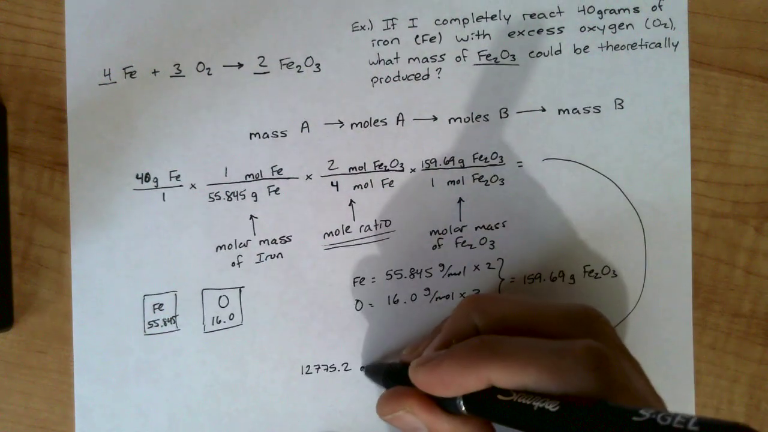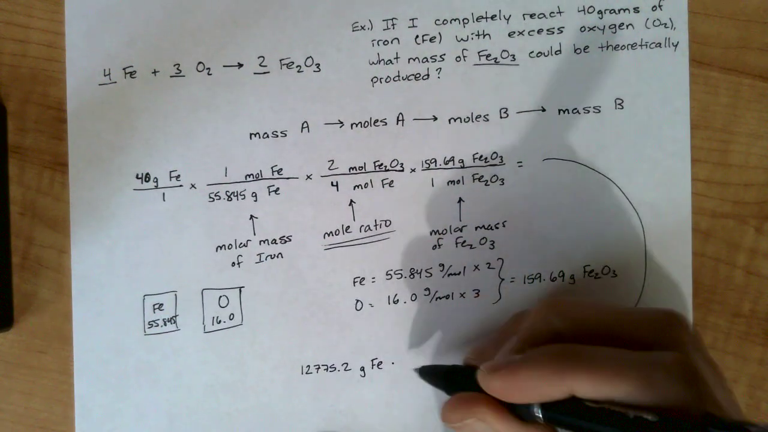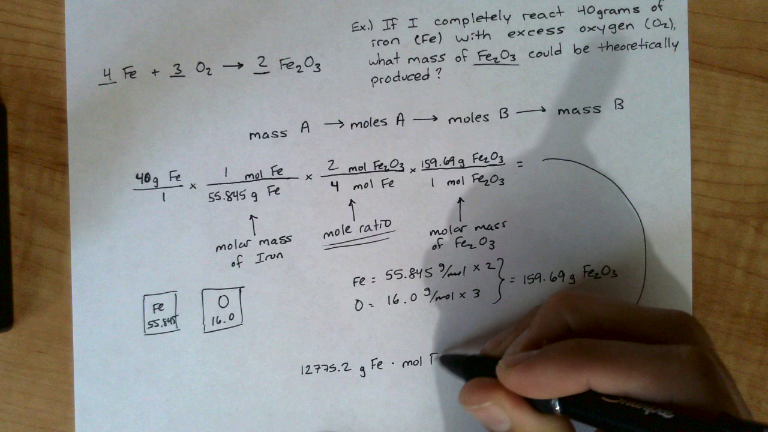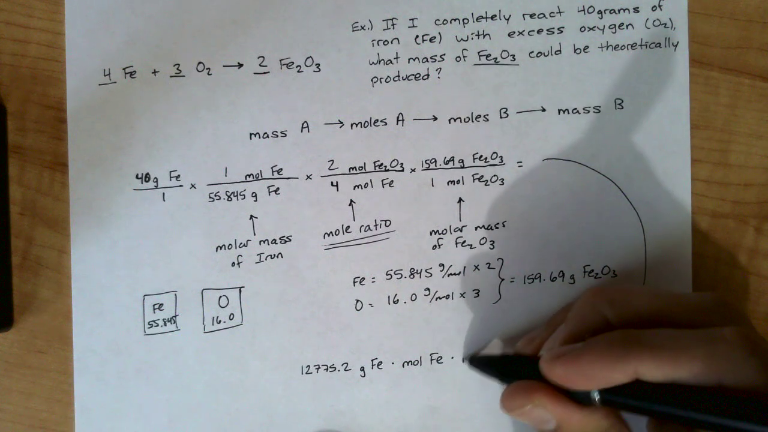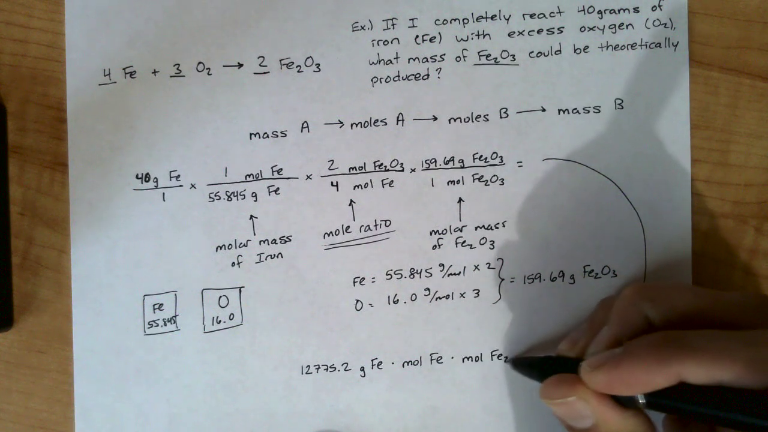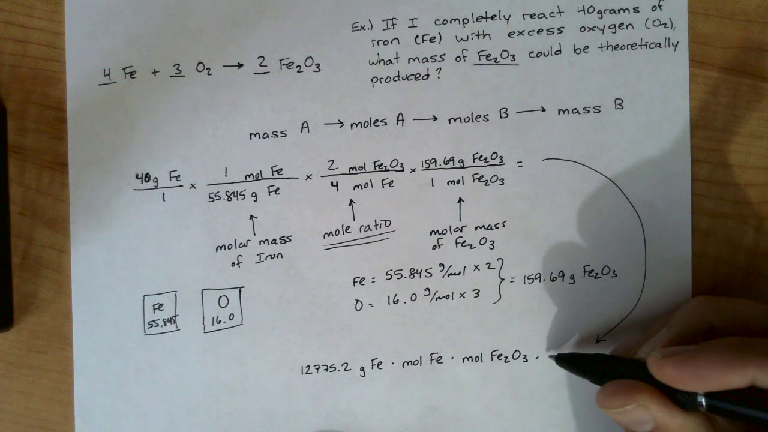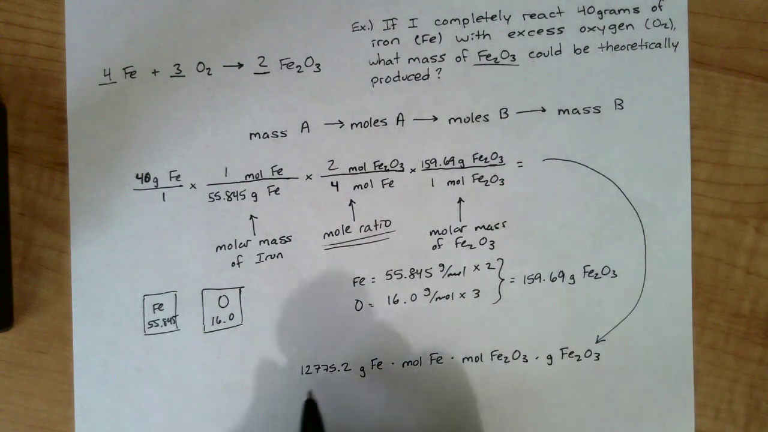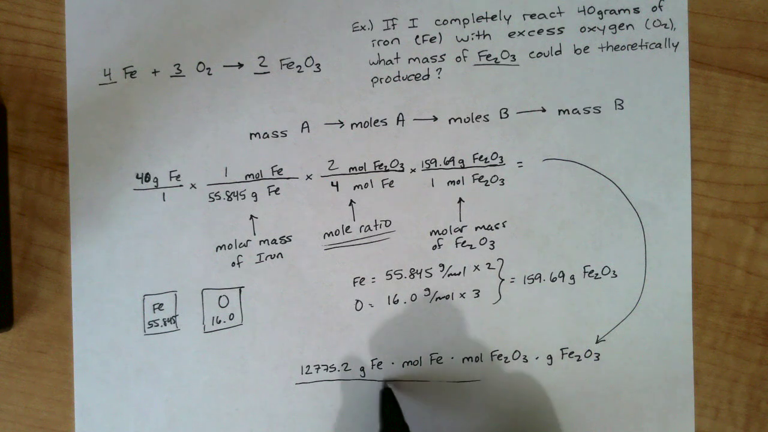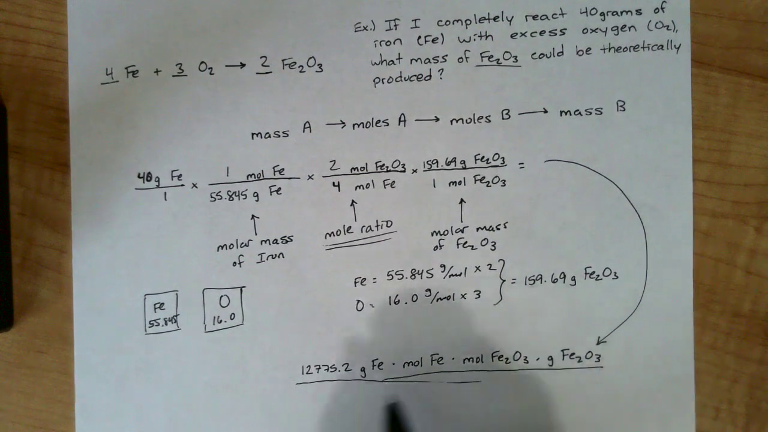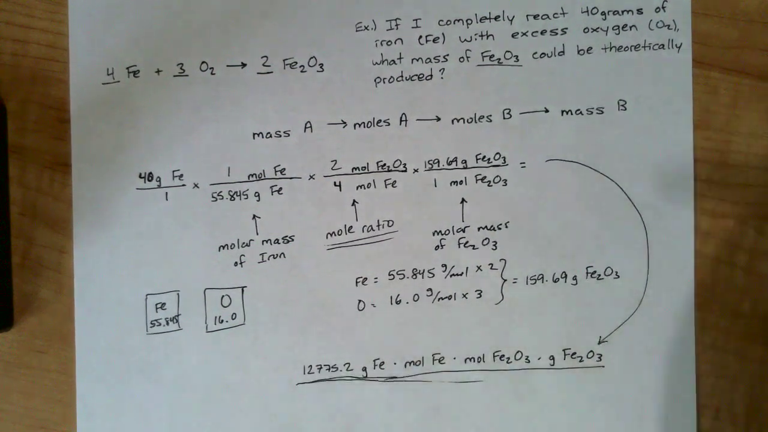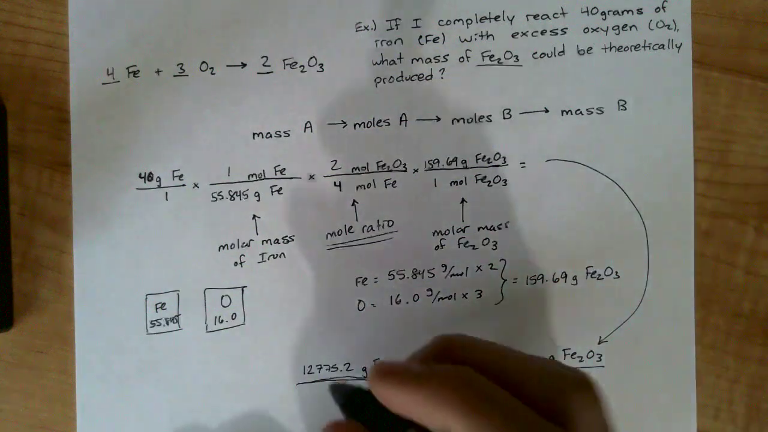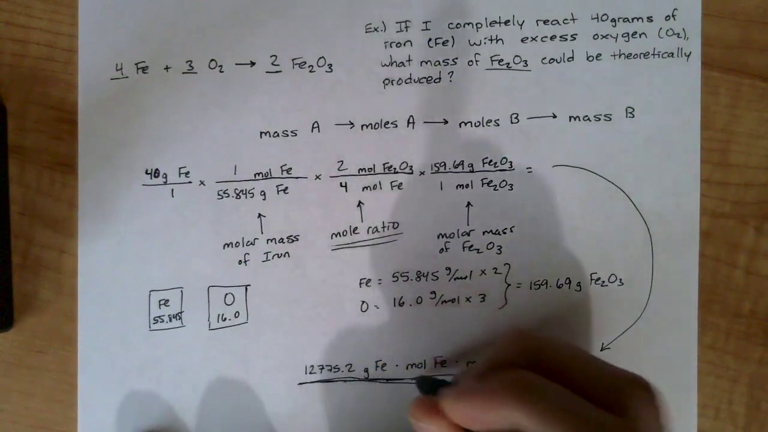So, grams of iron times moles of iron times moles of iron 3 oxide times grams of iron 3 oxide. Oh, that's a big numerator with a lot of units. Oh gosh, no, don't make it messy, Mr. Richards, come on. All right, there we go. Sorry, that's a really messy fraction bar. I'm going to try and embolden that.